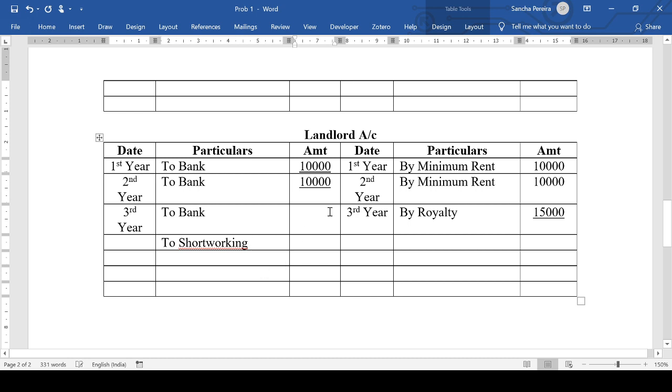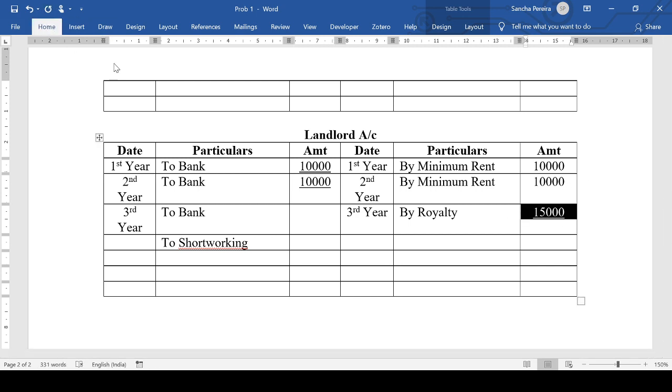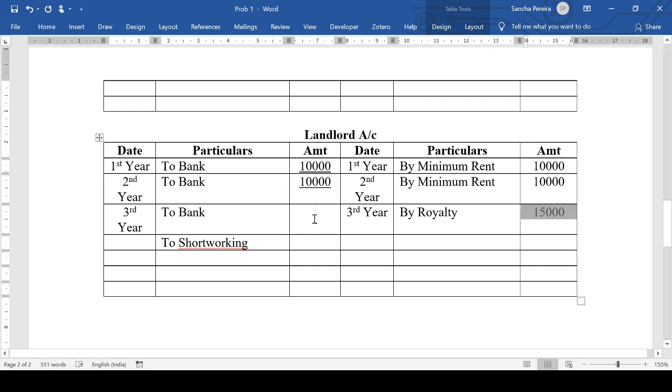How much is finally paid to the landlord? Check and tell me. Yes, 10,000 is paid to the landlord. And how much is recouped? Yes, 5,000 is recouped. If there was no recoupment, it would have been landlord account to bank, the entire 15,000. Is that clear? I told you yesterday also that the part to short working that is recouped is there only if there's a recoupment. Otherwise, in the next years, you're going to see that we are not using that part. So only in the year that is recouped.